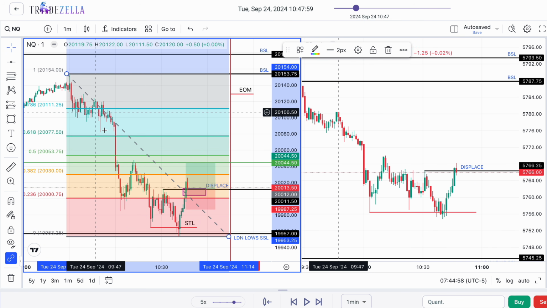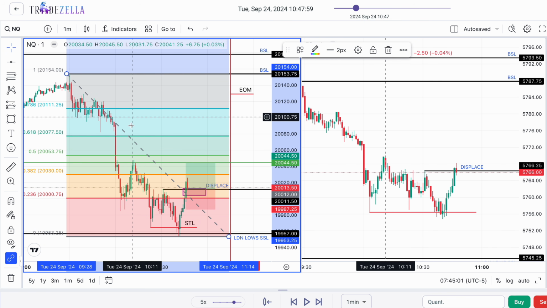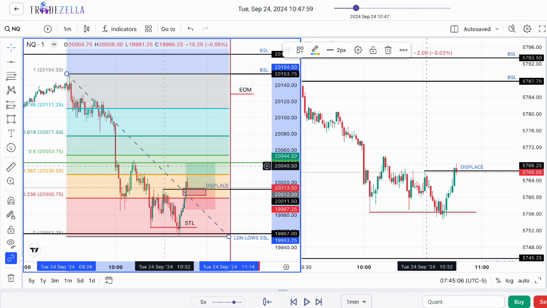The one thing I don't like about TradeZella is the color of the fib tool. You know, I don't really like the color of this, but, you know, it is what it is.